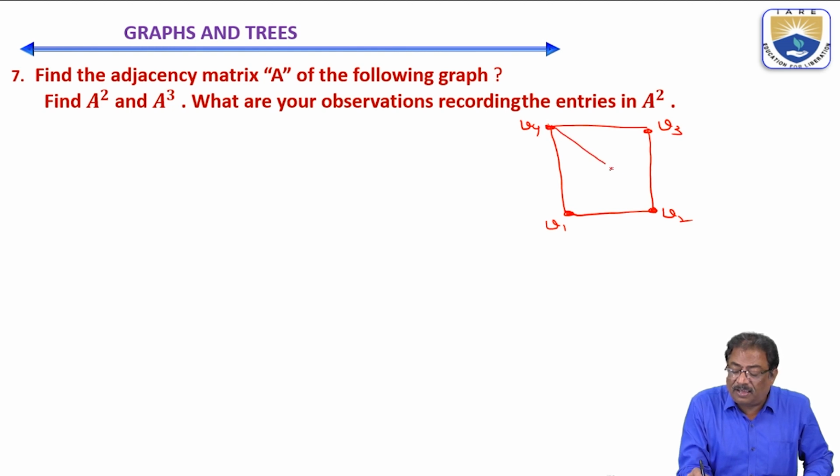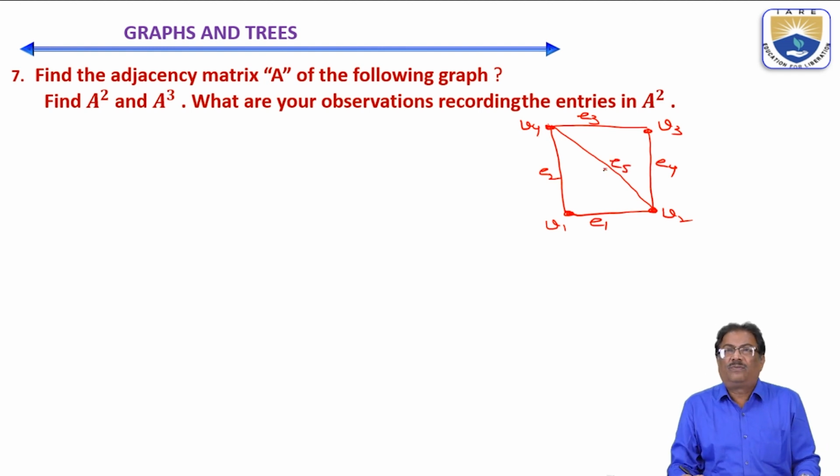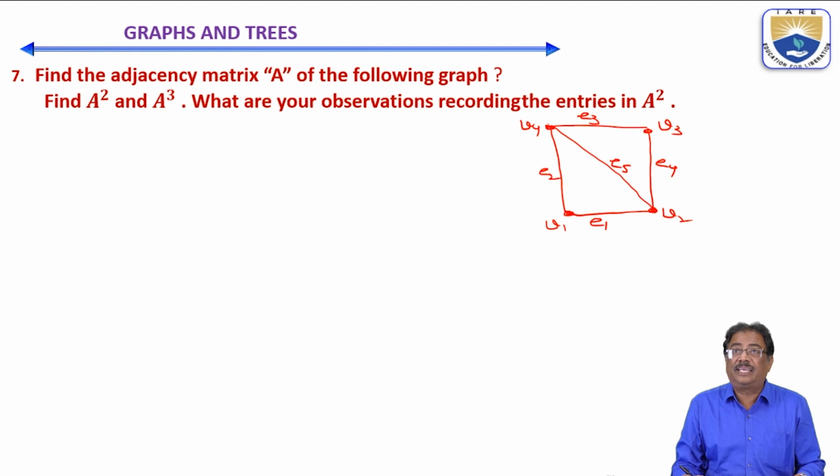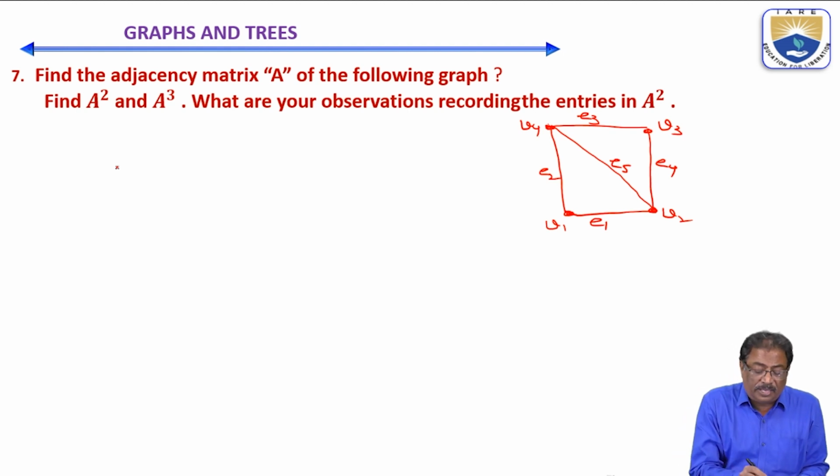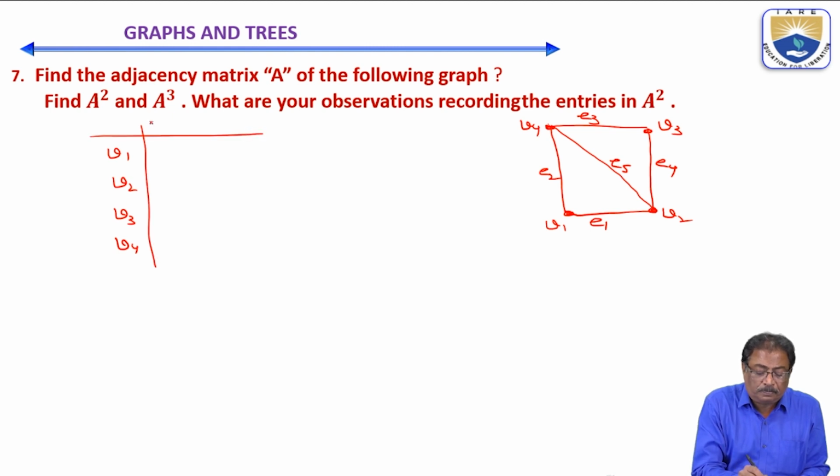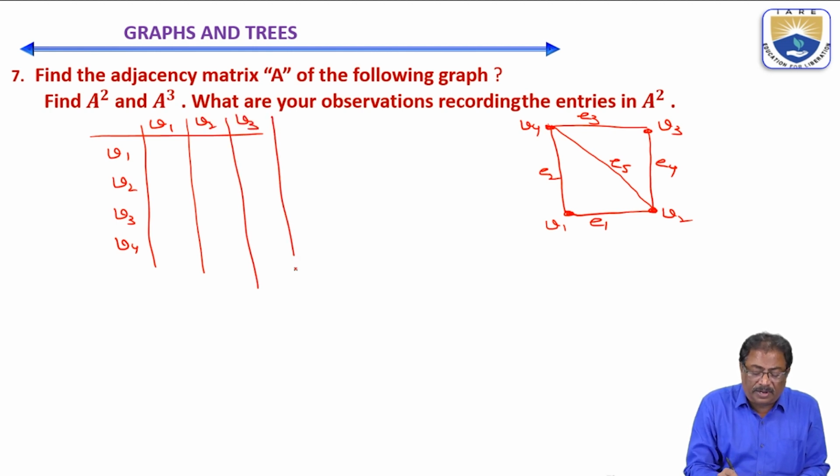Then the edges are, let us say, E1 edge, and next another one is E2 edge, E3 edge, E4 edge, E5 edge. For this we are going to find the adjacency matrix. So here adjacency matrix means we have to write all the vertices V1, V2, V3, V4 and the corresponding V1, V2, V3 and V4.